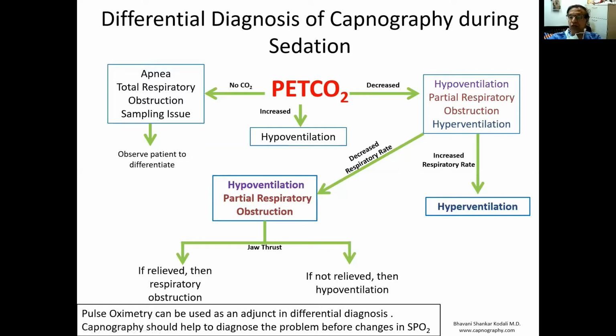So to differentiate between these two, you give a jaw thrust. And if it is relieved, then it is respiratory obstruction. And if it is not relieved, then it is hypoventilation.